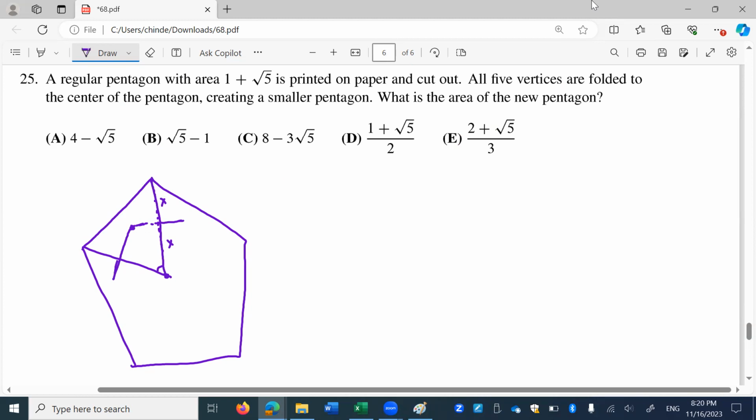So the area of the big pentagon is 5 times the area of this triangle that I've drawn. And so the area of this triangle is 1/2 times 2x squared times sine of 72 degrees.